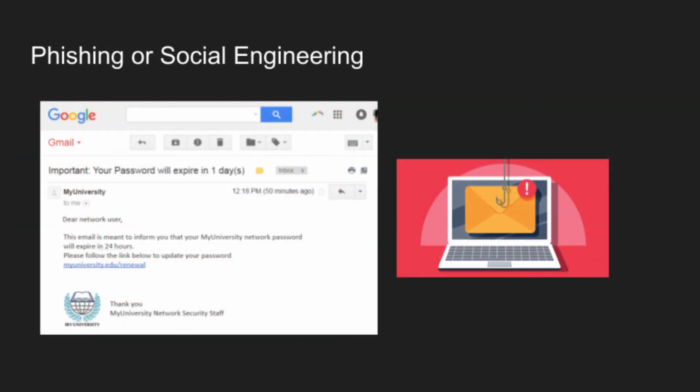Phishing is one of the most common social engineering attack vectors out there. Phishing is where someone sends you a fake email asking you to provide some kind of information or maybe even just to send them money.